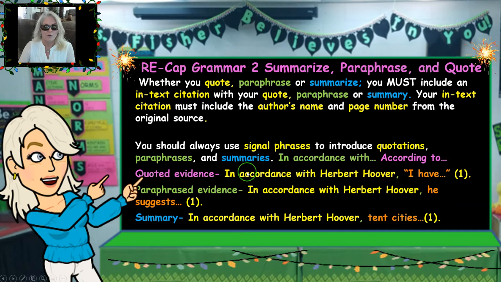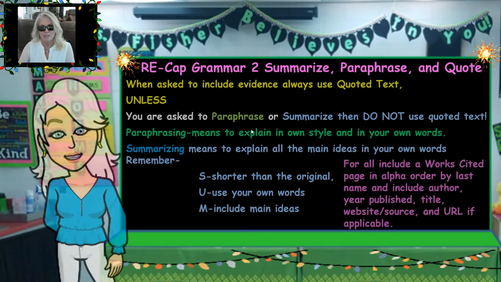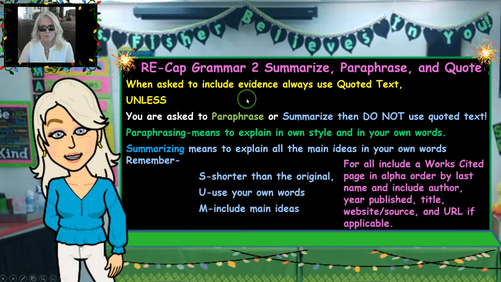We also know that when we are writing, if we're asked to put in evidence, we are always going to put in quoted word-for-word evidence unless they ask us to paraphrase or summarize. If they do, they're testing our knowledge on the fact that when you paraphrase or summarize, it's in your own words and in your own style, so you would not put it in quotes.